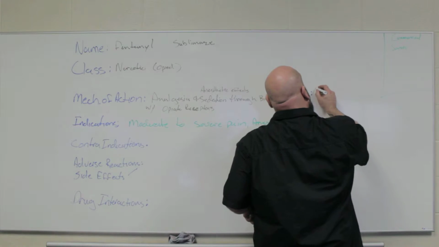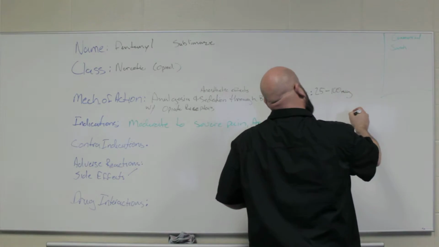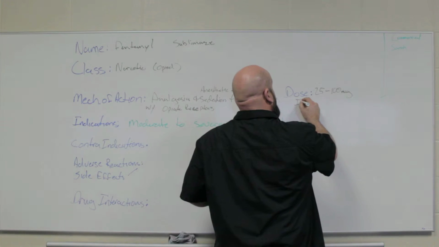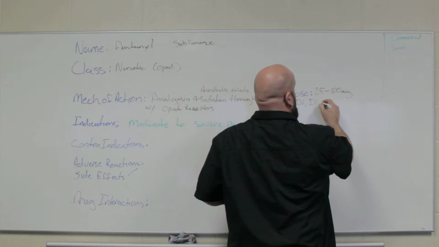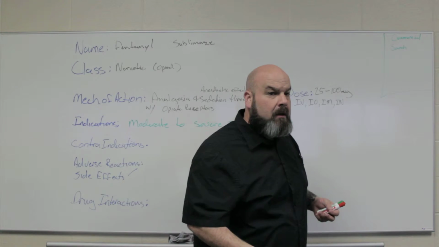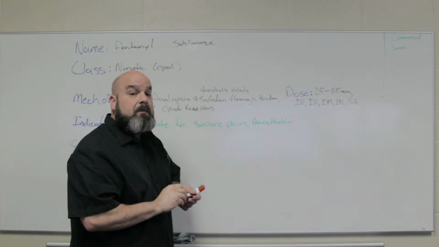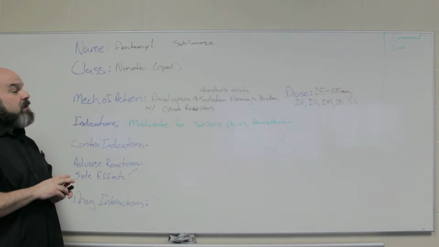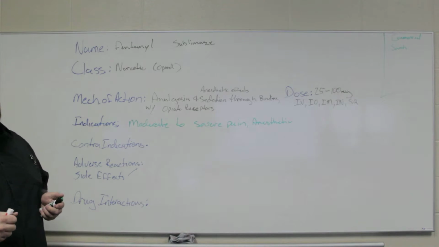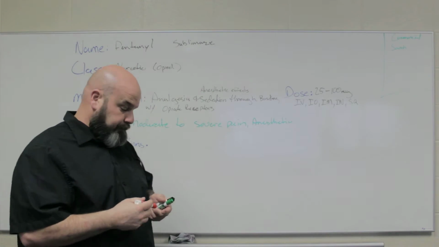Our dosing, 25 to 100 micrograms. That is micrograms, mcg. This will be given IV, IO, IM, IN, intranasally, and sub-Q. Plenty of routes of administration. Of course, some such as the IM and the IN and sub-Q are a little slower on absorption, and they may help it last just a touch longer due to that.